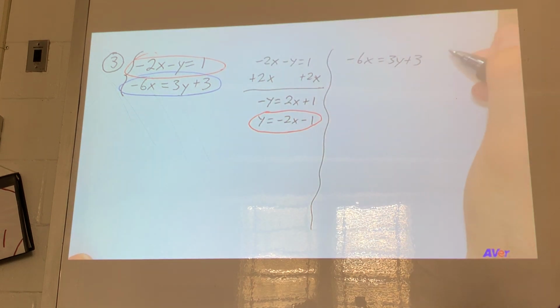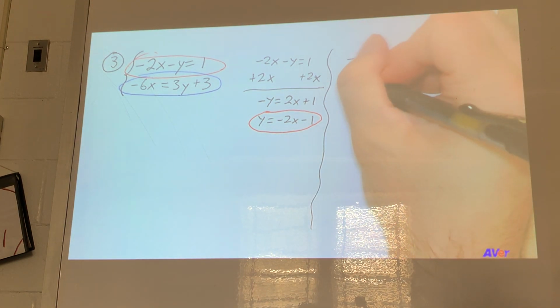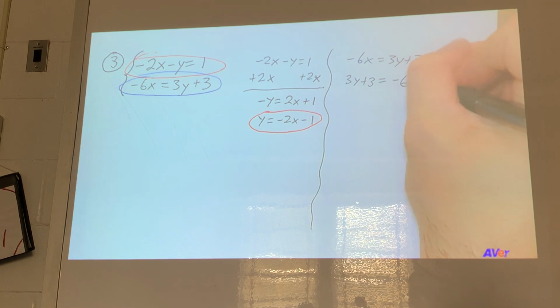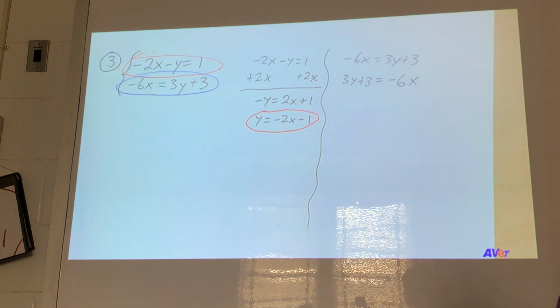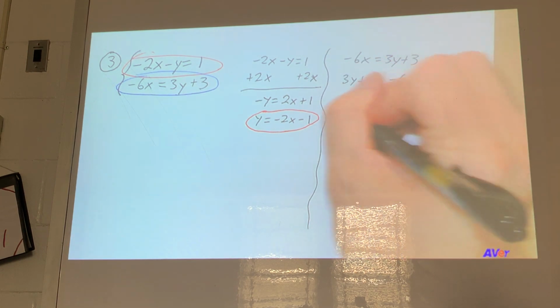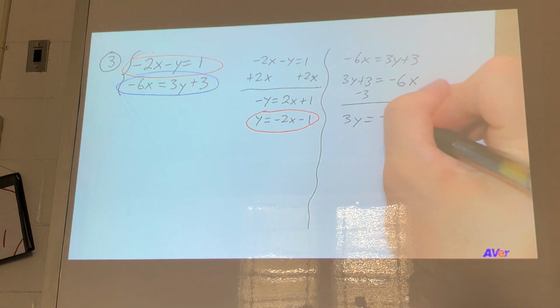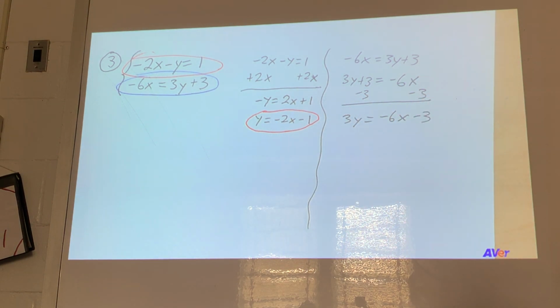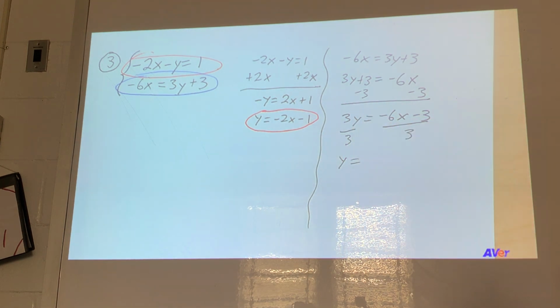All right, here we go, second equation. The y's on the wrong side, right? So I'm just going to turn my equation around right at the beginning. I'm going to write it backwards. I'm going to write it as 3y plus 3 equals negative 6x. And we're going to subtract 3. And I get 3y equals negative 6x minus 3. And now I'm going to do what? Divide by 3. Very good. This becomes y equals negative 2x minus 1. Oh my goodness! Look at that.